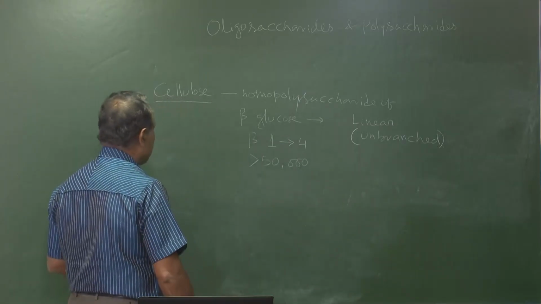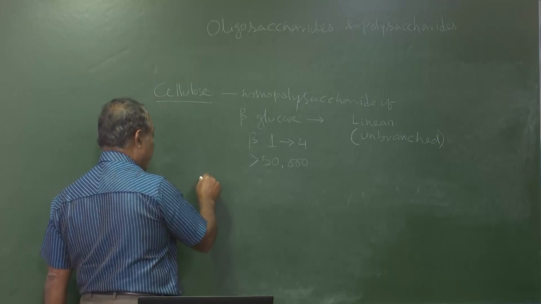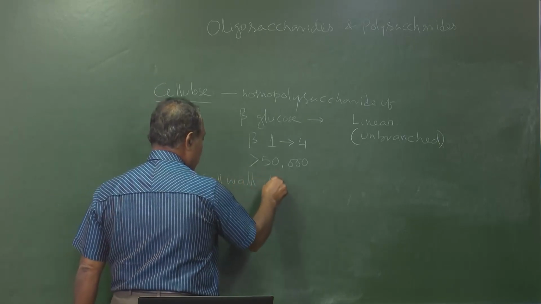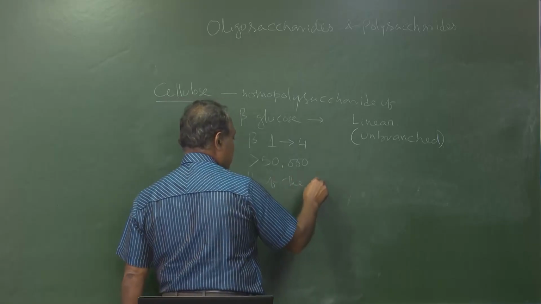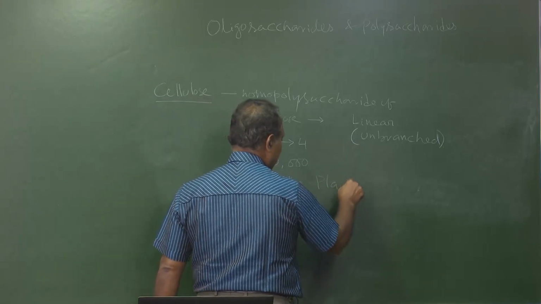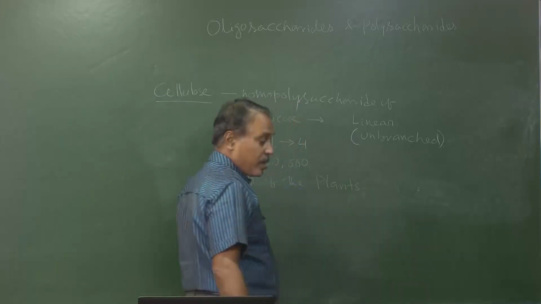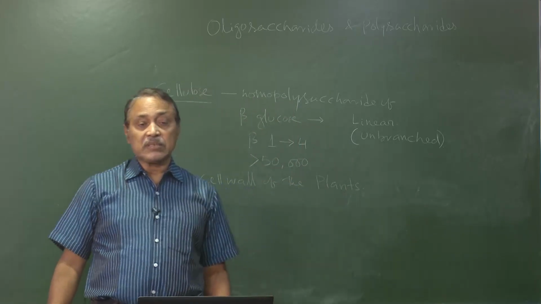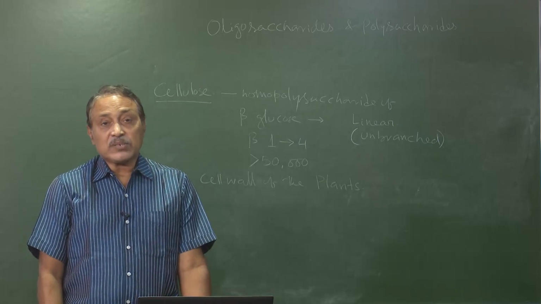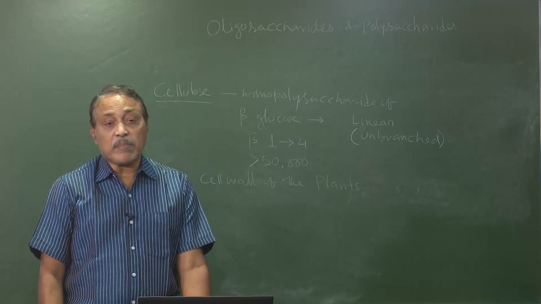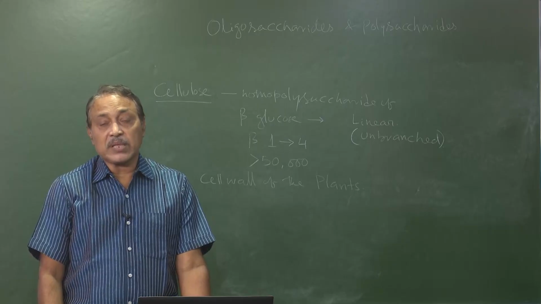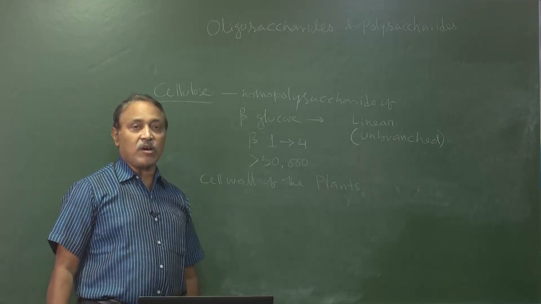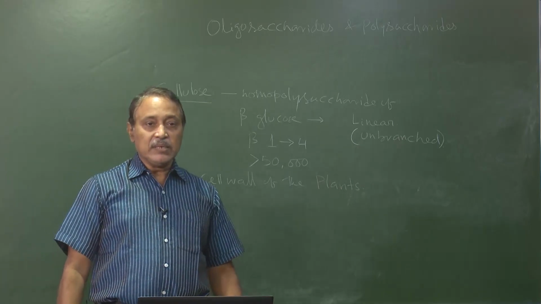So now, where do we find them? They are found in the cell wall of the plants. Now you can mark, cellulose is considered the most abundant biomolecule found in the living world. Most abundant, the highest quantity of them is present.